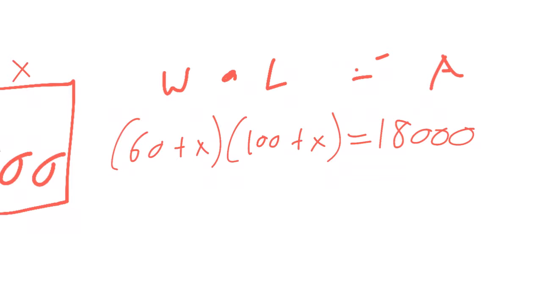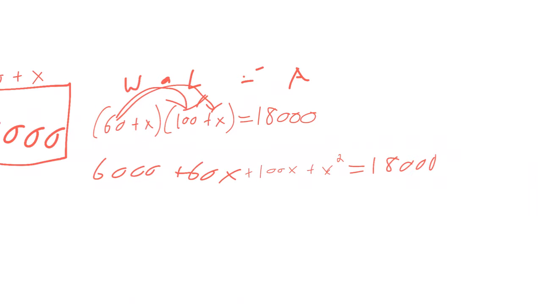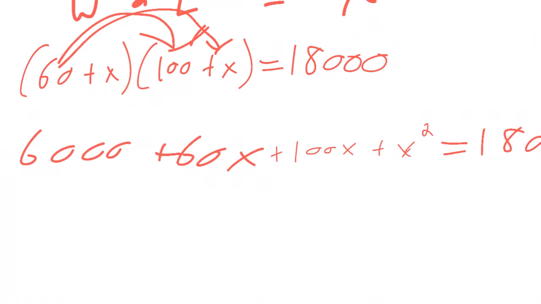Use whatever strategy you've been taught before for multiplying parentheses. I like to draw arrows when it's easiest, when it's quick like this. 60 times 100, that's 6,000. And then we get, I'll skip over this. Okay, that's the left-hand side of my equation on the bottom. That represents what happens when you multiply the two parentheses.